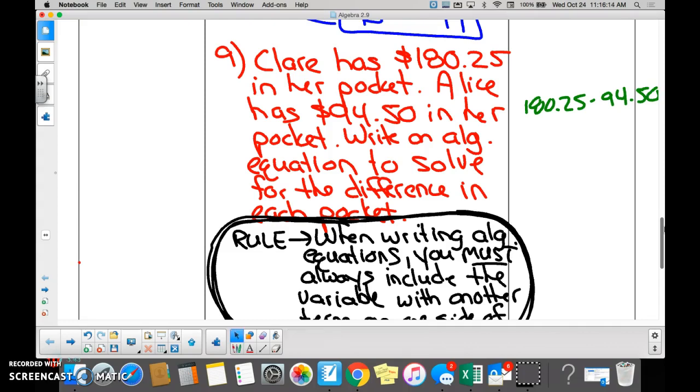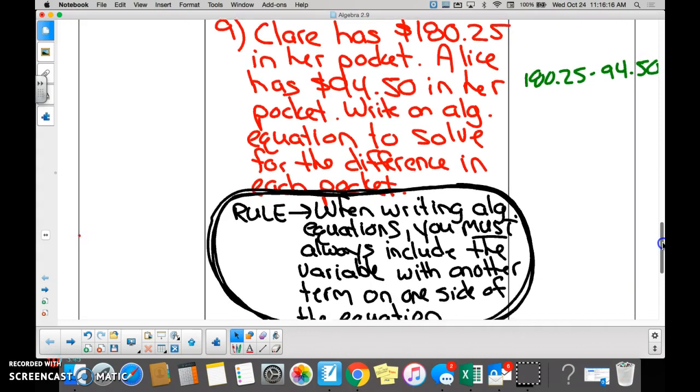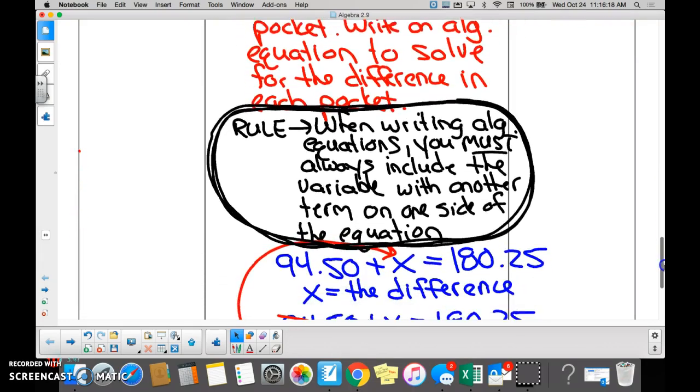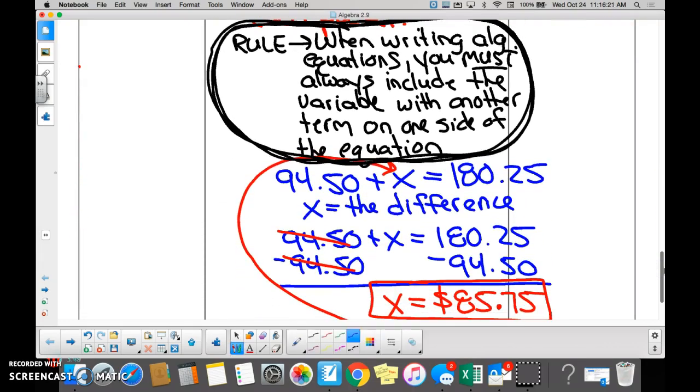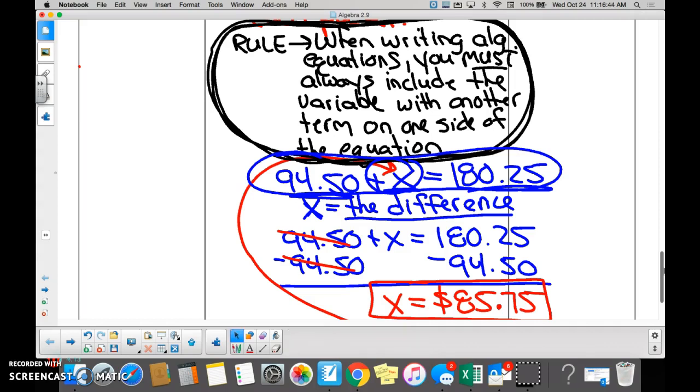So what we did is we made up our rules saying, again, the variable must be included with another term, and I think it was Marin, right? Marin, did you come up with this and Carly? Yeah. You guys said, well, we're going to take Alice's money, 94.50. We're going to add the difference, and that's going to equal Claire's money. And then I said to Marin, what is x? I don't even know what x is. And you said x is what again, Marin? The difference between how much money they have. Yes or no? Yes.